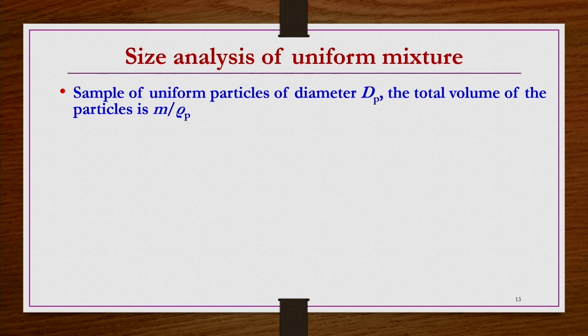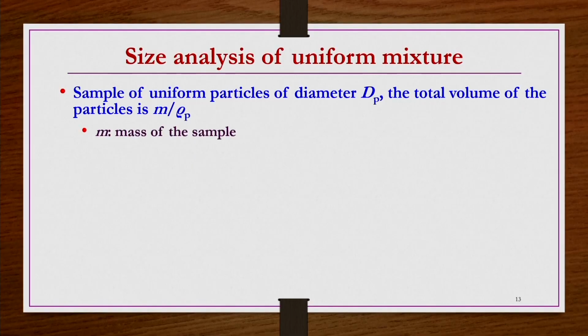So, we have a sample of uniform particles of diameter dp, then the total volume of the particles should be m by rho p, because now in these uniform mixtures the particle size is uniform, all the particles are having the same size or almost equal size. If not exactly the same size, they are very close to each other. Under such conditions, if you know the mass of the sample and the density of the particles, then you can know the total volume of the particles by m by rho p. Here m is the mass of the sample, rho p is the density of the particles.